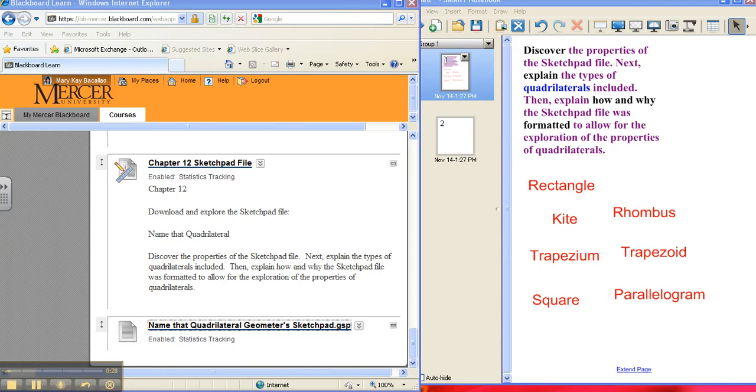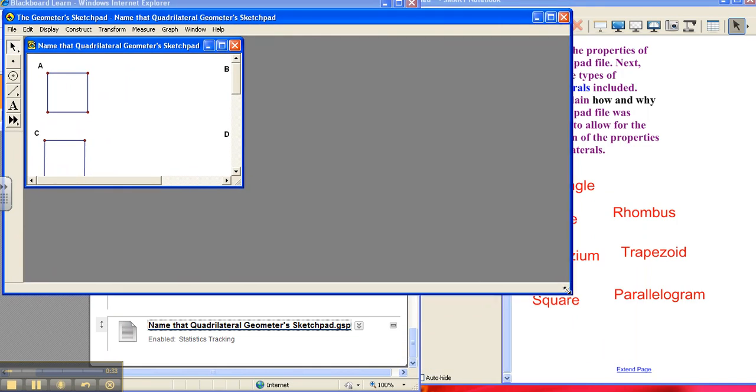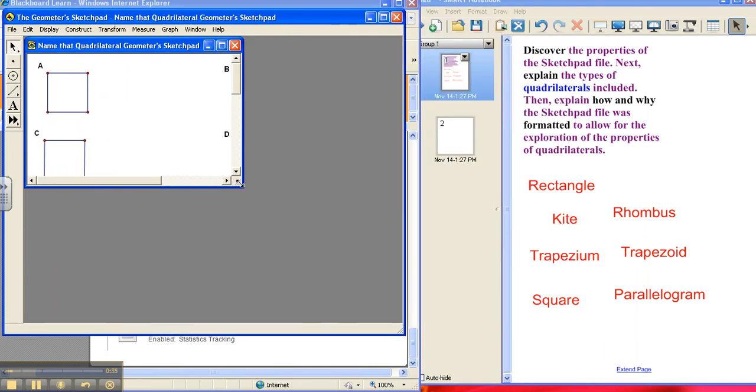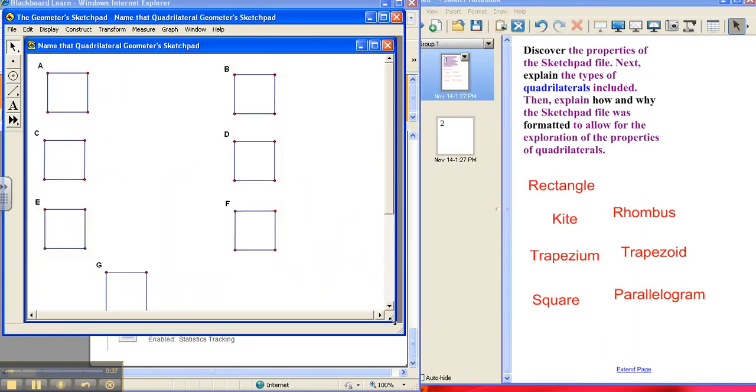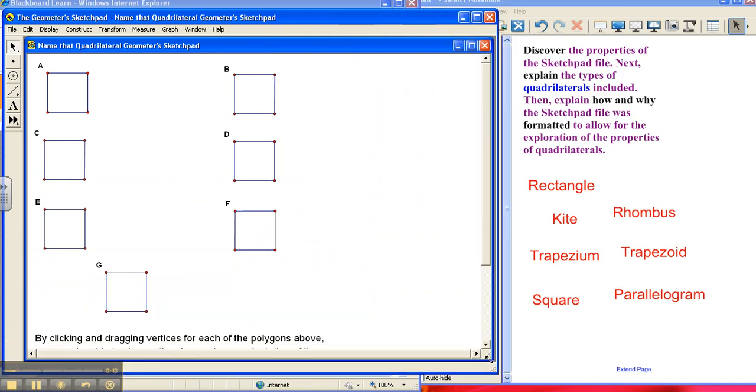So this is what it will look like when you open it up. What you want to do is make this window larger so you can see it and start your exploring. Now our assignment today is going to be to look at each of these and move these points around and see what happens. See if from all of these squares we can see what we can make with them.